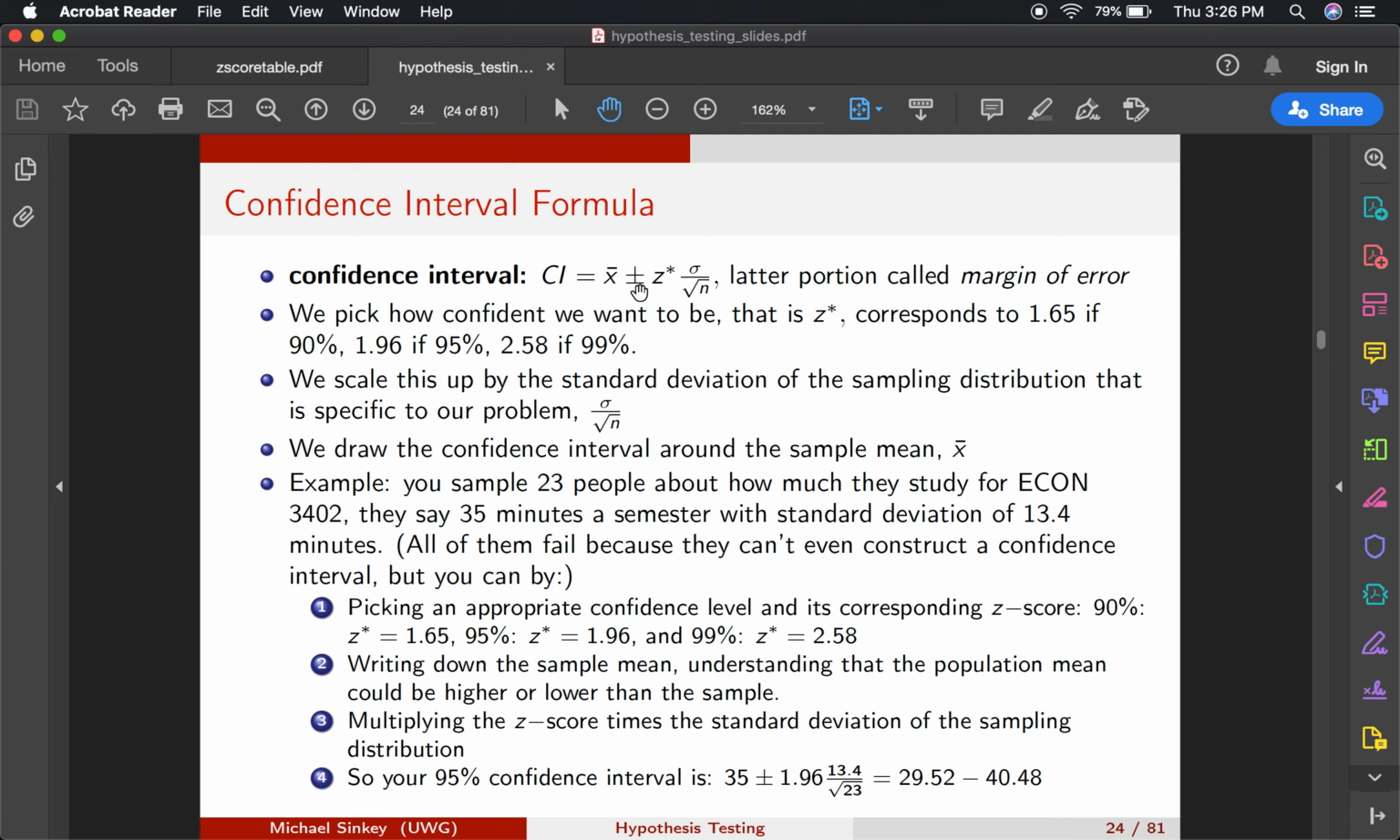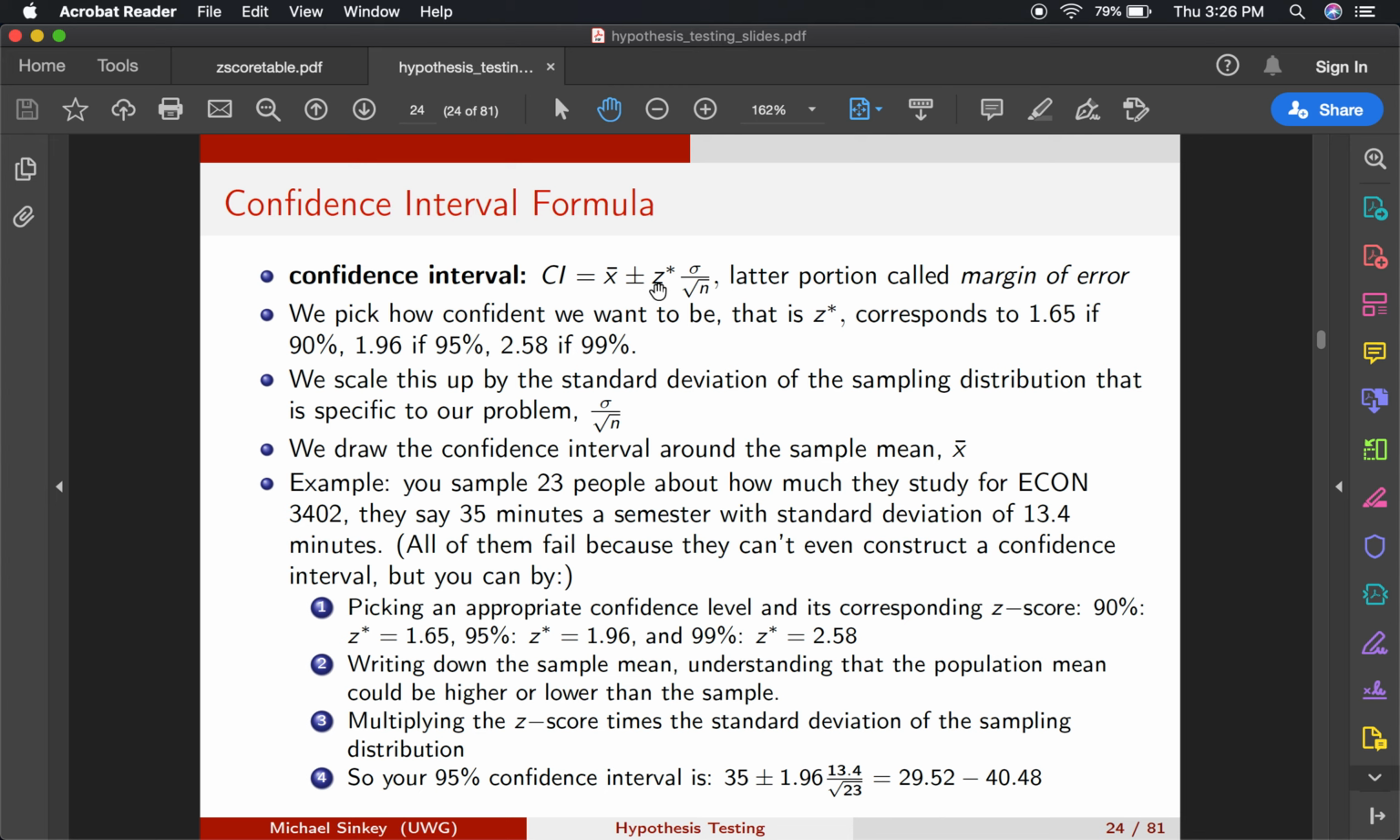So from a practical perspective, you take a sample, it's probably not the true population mean, so you give yourself room above the sample to capture the population mean. That's what the plus is for. And you give yourself room below the sample to capture the population mean, and that's what the minus is for. How much room? It depends on how confident you want to be.